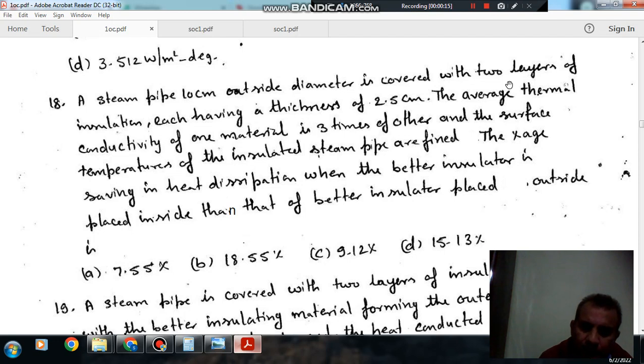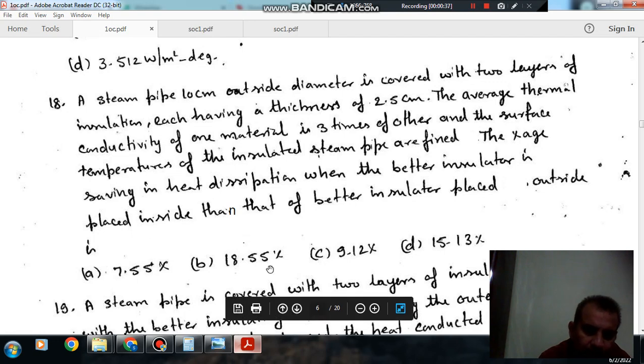Question number 18: a steam pipe 10 centimeter outside diameter is covered with two layers of insulation, each having a thickness of 2.5 centimeter. The average thermal conductivity of one material is 3 times the other, and the surface temperatures of the insulated steam pipes are fixed. The percentage saving in dissipation when the better insulator is placed inside, compared to when the better insulator is placed outside, is: option A 7.55%, option B 18.55%, option C 9.12%, option D 15.13%.